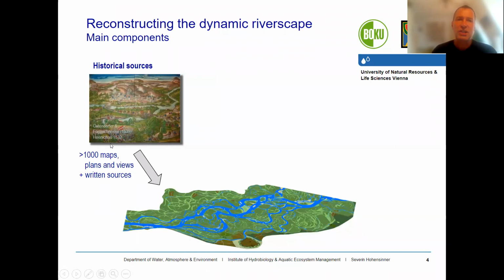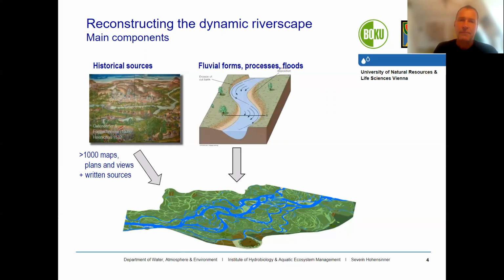For the reconstruction of such a dynamic river landscape, like in Vienna, you need several components. First, lots of historical sources. More than 1,000 maps, plans, and historical views were used for that, and also written sources from the early 16th century onwards. Then you have to be familiar with the typical fluvial forms and processes of such a river system. The Viennese Danube River has to be referred to as a so-called anabranching river.